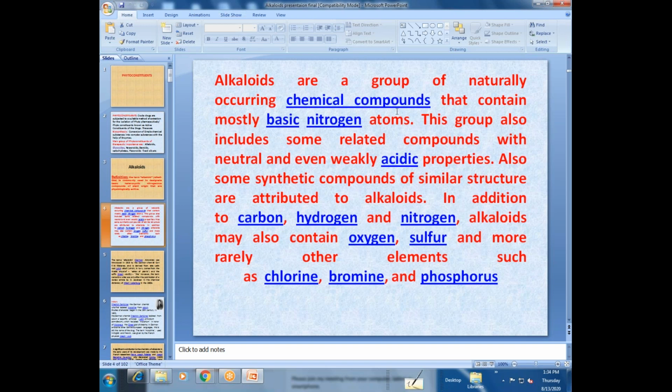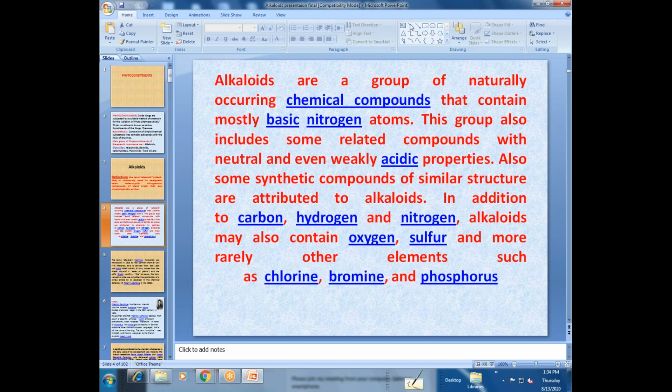So alkaloids are a group of naturally occurring organic chemical substances that contain mostly basic nitrogen atoms. This group also includes some related compounds with neutral and even weakly acidic properties. Some synthetic alkaloids are also present. In addition to nitrogen, they contain carbon, hydrogen, oxygen, sulfur, and very rarely chlorine, bromine, and phosphorus.